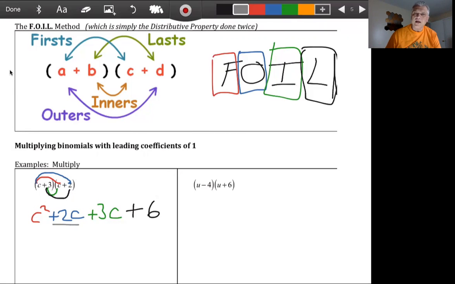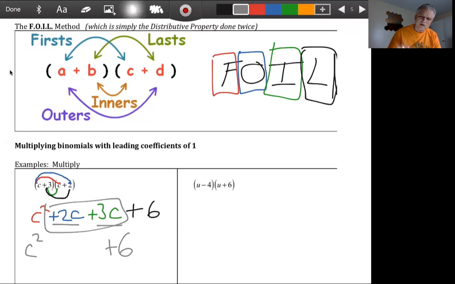This term has a C to the first as its only variable. This term has a C to the first as its only variable. So we can take those two terms and combine them. So we're going to bring down c squared, and we'll bring down plus 6, and then we're going to combine plus 2c plus 3c, and we get plus 5c.